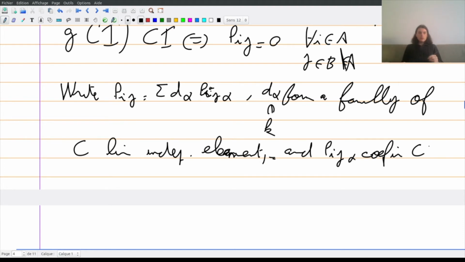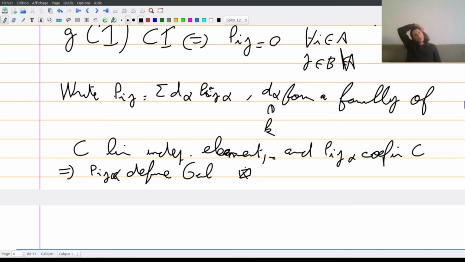And we are done because the P_ij alpha define the Galois group. So in other words, you are in the Galois group if and only if you cancel every equation. We will see further some examples and how to compute this Galois group.